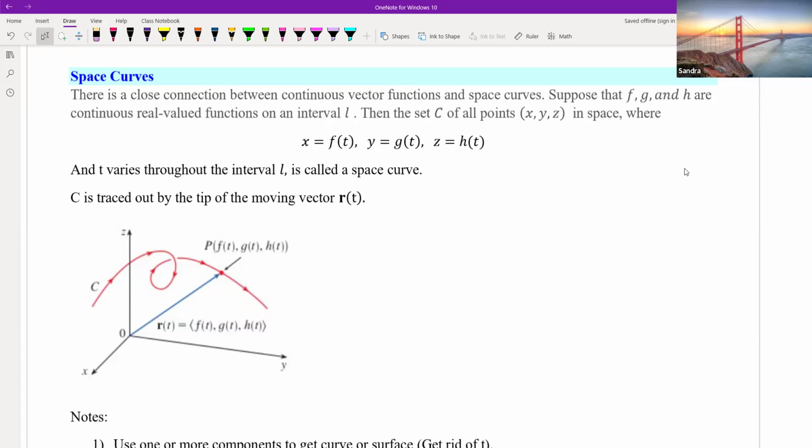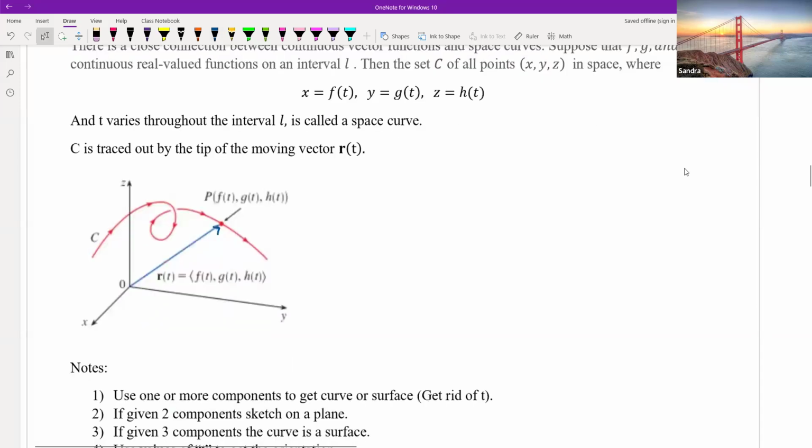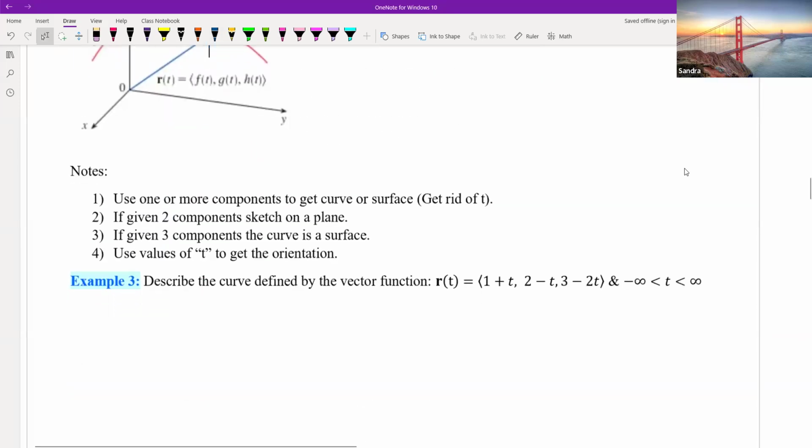Okay, we have a quick picture. We have a space curve. We can see the space curve highlighted in red, making some sort of motion, and it's also making some sort of traces. We can also see the vector function at a certain point on the space curve. And so that would be our C. Okay, this is what we're going to be doing.